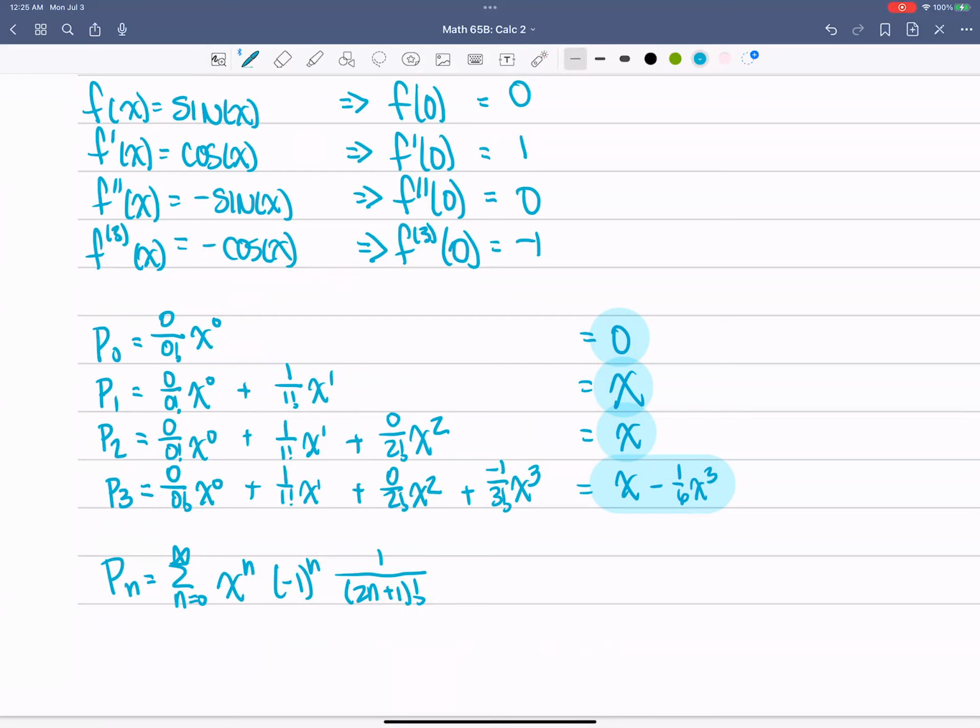Okay, so this should be an odd number here. So we have 2n plus 1. 2n plus 1 for the very first term is going to give us x, or x to the power 1. When n is 0, we have x to the power 1.